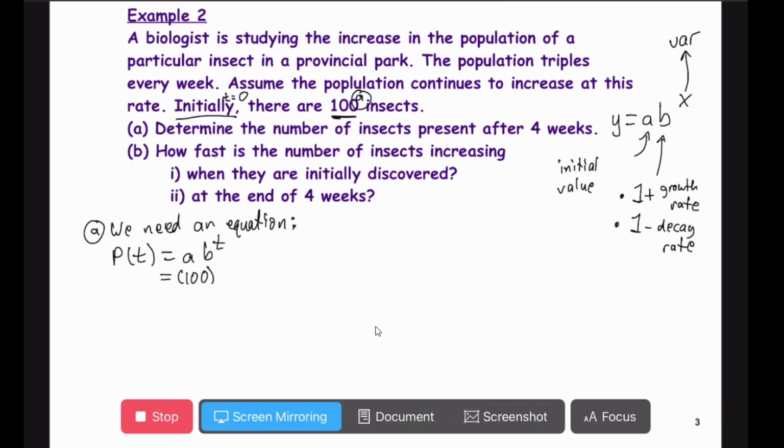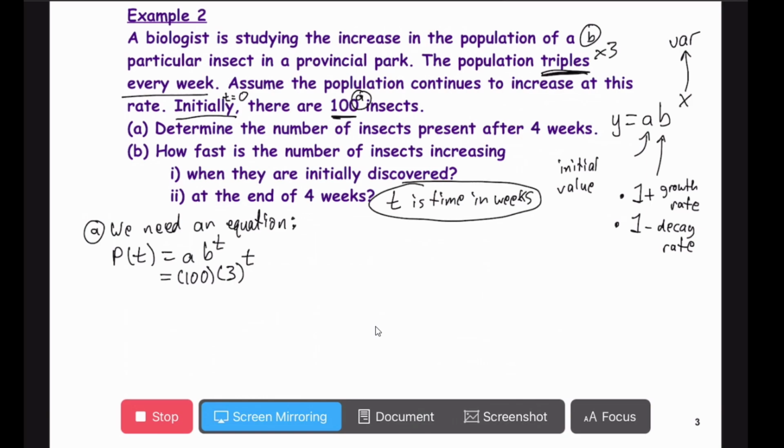B is 1 plus my growth rate, or in other words, it's what number are we multiplying by each time we go through one of our periods, each time our exponent increases by 1. And it tells us that our population triples each week. So triples means times 3. So that's going to give us our B value. So our B value is going to be 3. And then T is just a variable, but let's mention that T is time in weeks. So this is the period during which our growth occurs, so every week.